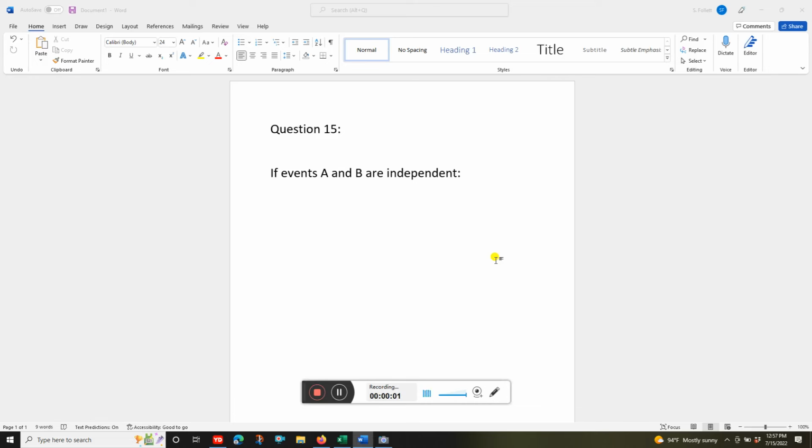Okay, there was a question on 15. If events A and B are independent, what happens? This is a good question, actually. So let me do a real simple example. Let me switch over to the camera.